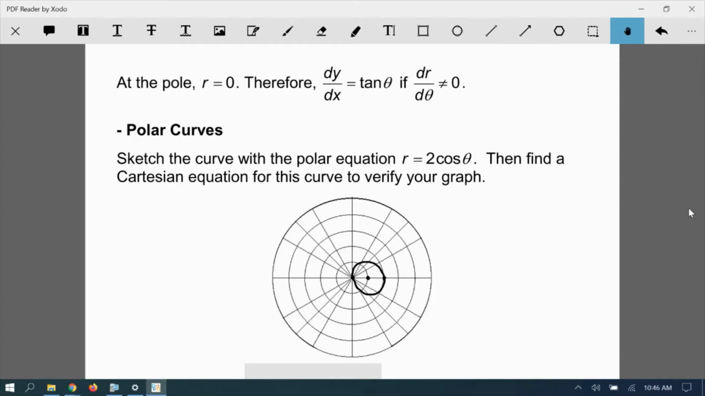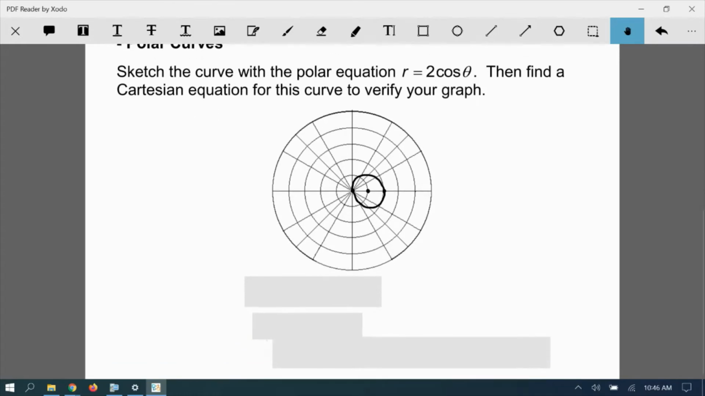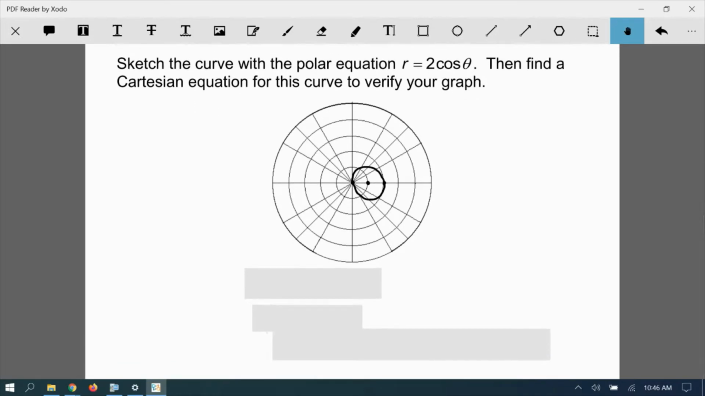Okay, so it also says find a Cartesian equation for the curve to verify your graph. Now this one's a little tricky. I want you to try that one out. Remember that we need to try to make either an X or a Y show up within our polar equation. And it also is helpful if you can make an r squared show up within your polar equation. So take a minute, try that out, and then we'll talk about the solution.